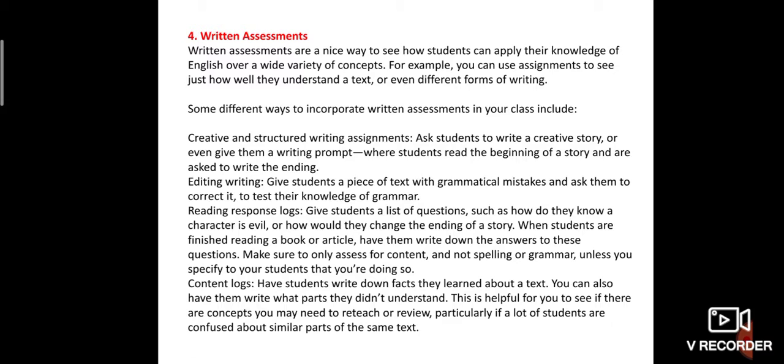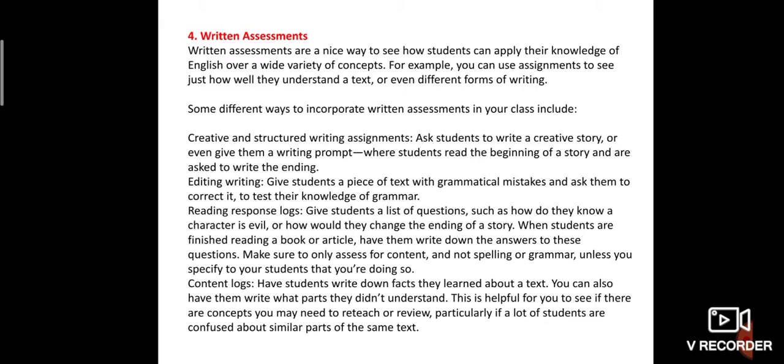So, this is also an assessment, no? Murag imong tuyuon ba nga nangasayop, di ba? So, this is like the suggestopedia nga pamaagi pod. Reading response logs. So give students a list of questions such as how do they know a character is evil or how they change the ending of a story. When students are finished reading a book or article, have them write down the answer to these questions. Make sure to only assess for content and not for spelling or grammar unless you specify to your students that you're also doing that particular assessment.